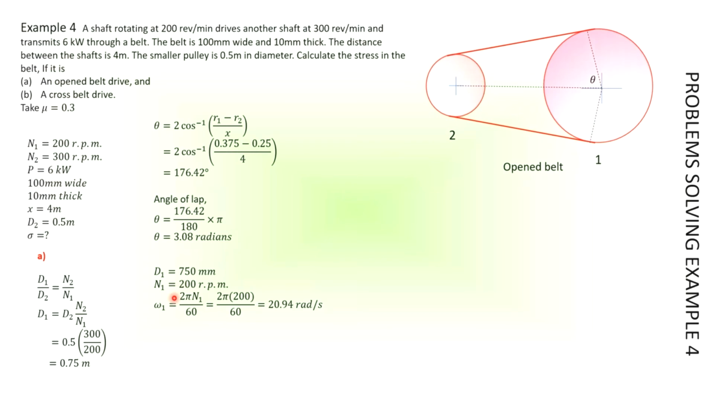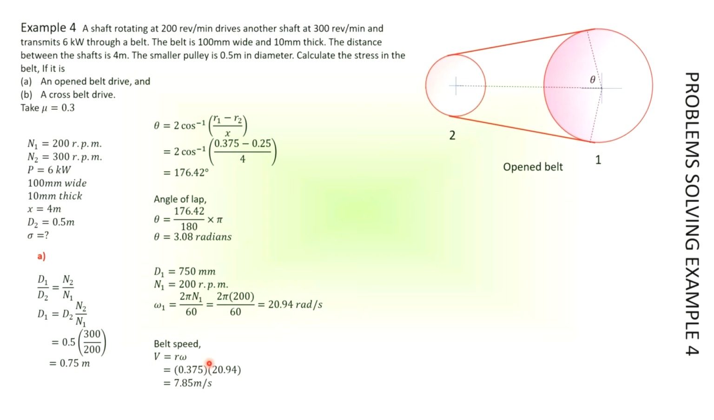Then the next thing is the speed. N1 is 200, so you get omega 1 as 20.94. Two pi over 60 is standard, converting revolutions per minute to radians per second. Unless the given speed is in revolutions per second, RPS, then you don't divide by 60. So the belt speed is 7.85.